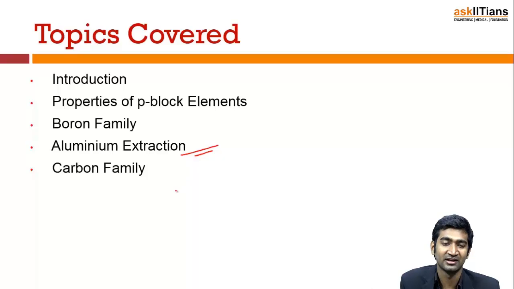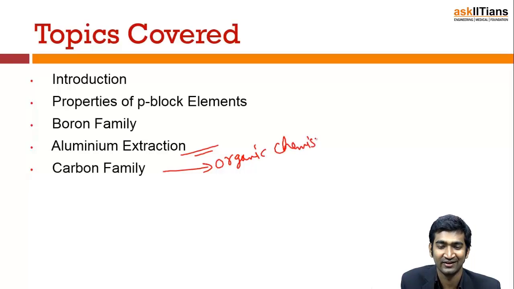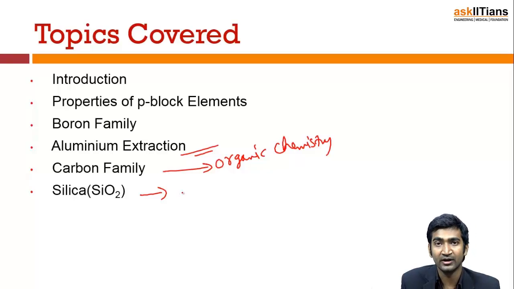Then the carbon family. It is the one element which has made a beautiful subject, organic chemistry, possible, right? So this also comes under the P block only. And the compounds which we have to study in that carbon family are your silica, silicates, silicones and all. So this is also one of the important components of glass.